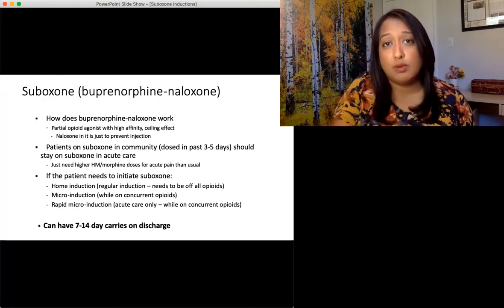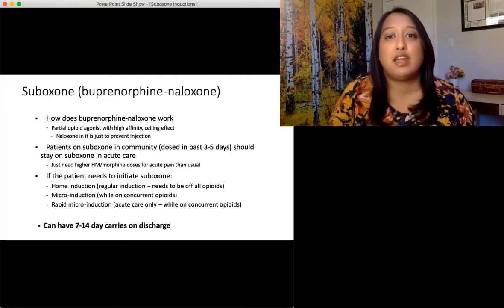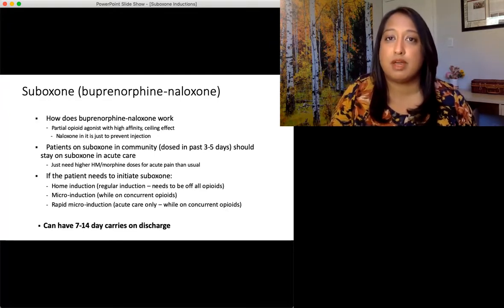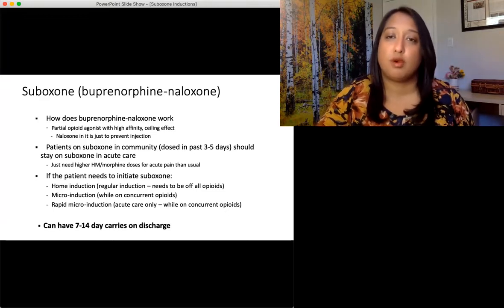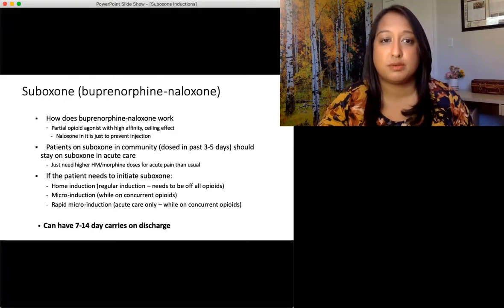Once a patient is already on Suboxone, then you can add other opioids in. It doesn't matter from a precipitated withdrawal perspective. If they're on a good enough dose of Suboxone, you can have other opioids on board and you don't need to worry about precipitated withdrawal.